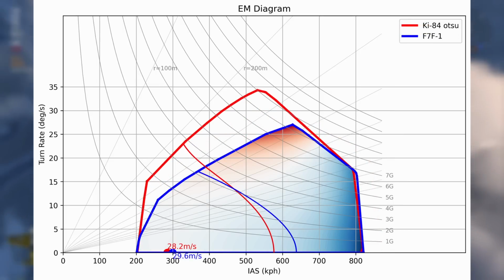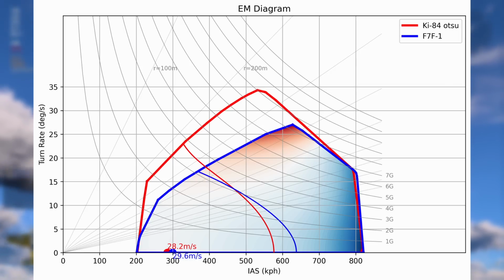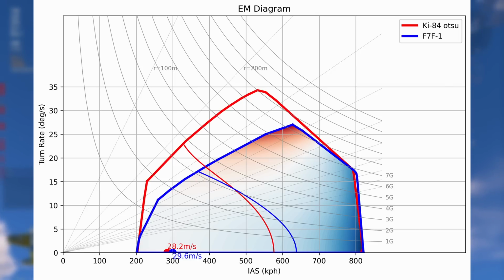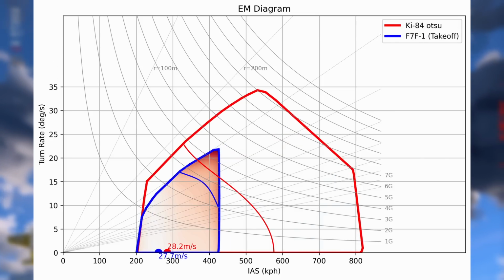The F7F is kind of meh, especially for a 6.3. It can go fast and climbs pretty well, but as we'll see, it's probably the least competitive heavy interceptor BR for BR. The combat and takeoff flaps do help a bit.